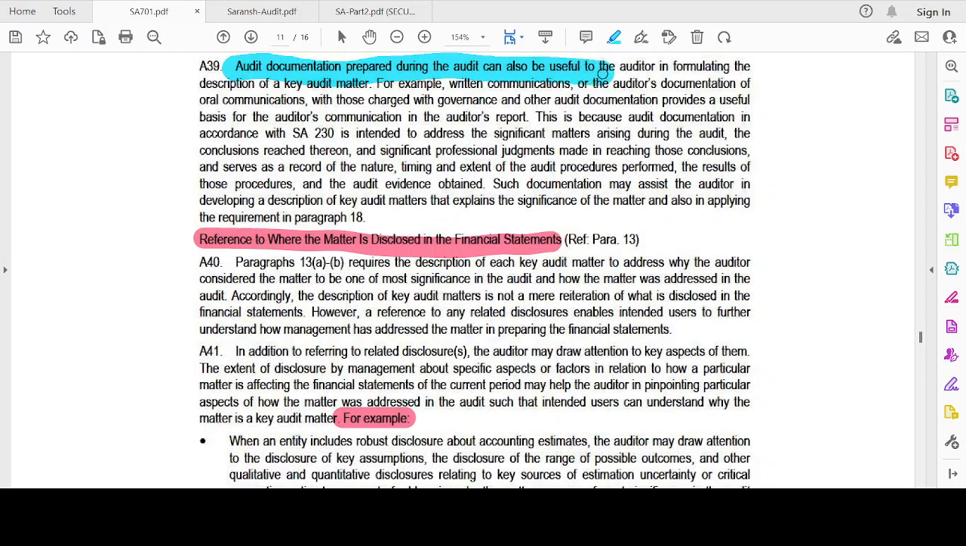Documentation prepared during the audit can be useful for the auditor in formulating the description of a key audit matter. For example, written communications or auditor's documentation of oral communication with those charged with governance provide a useful basis for the auditor's communication in the auditor's report. This is because the auditor is intended to address the significant matters arising during the audit, the conclusion reached thereon, significant professional judgment. These are all things which I do in audit, right? I have to discuss, then conclude, make a conclusion, I have to make some significant professional judgment. These are things I have to describe in the key audit matter as well. So that's why the auditor's audit documentation could serve as a basis for the key audit matter description.